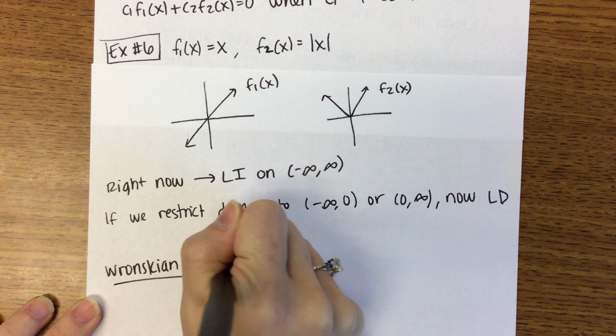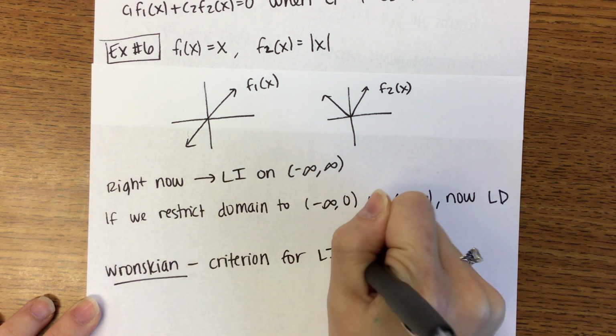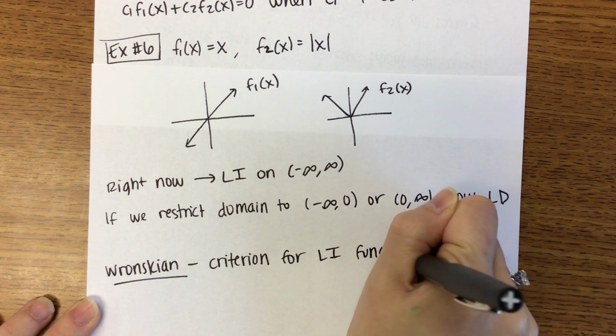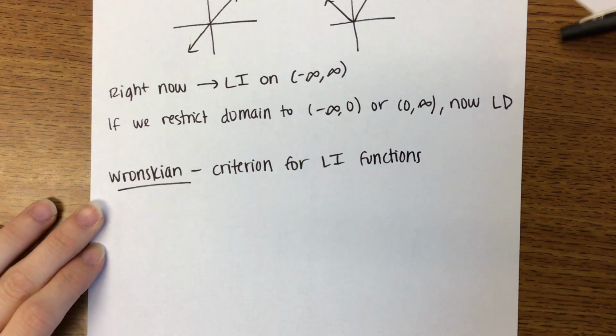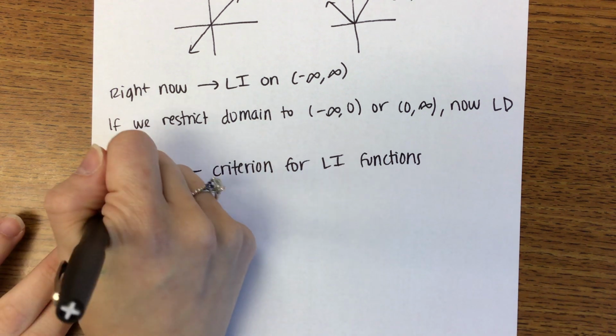Wronskian is going to be a criterion for linearly independent functions. Ultimately, that's what we're going to care about in this unit, finding linearly independent solutions, and eventually you'll figure out why. But this will be a more efficient way. So I'm going to tell you what the Wronskian is, we're going to prove why that proves linear independent functions, and then we'll calculate the Wronskian a few different times.